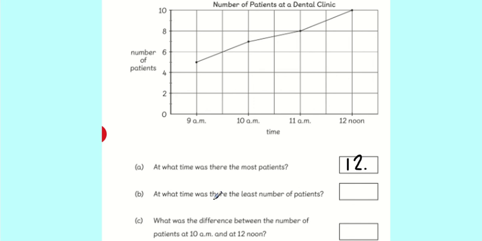At what time were there the least number of patients? So I find my lowest value, the point where my line and the dots are at the lowest. That is 9 AM. And pen. 9 AM.